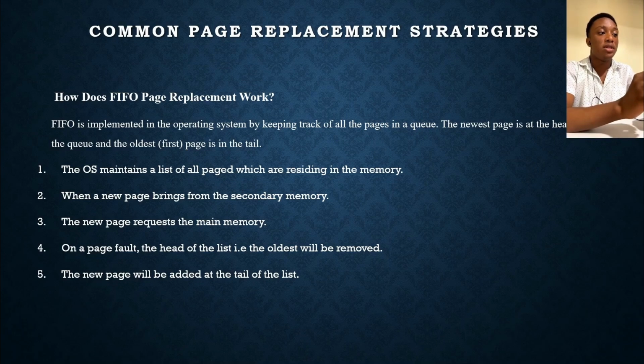1. The OS maintains a list of all pages residing in memory. 2. When a new page comes in from the secondary memory, 3. the new page requests the main memory. 4. On a page fault, the head of the list, the oldest, will be removed. 5. The new page will be added at the tail of the list. So the oldest is always at the front and the new is always at the back. That's all it says.